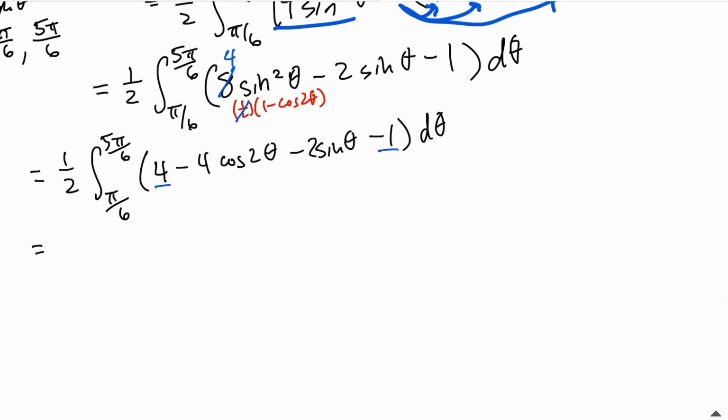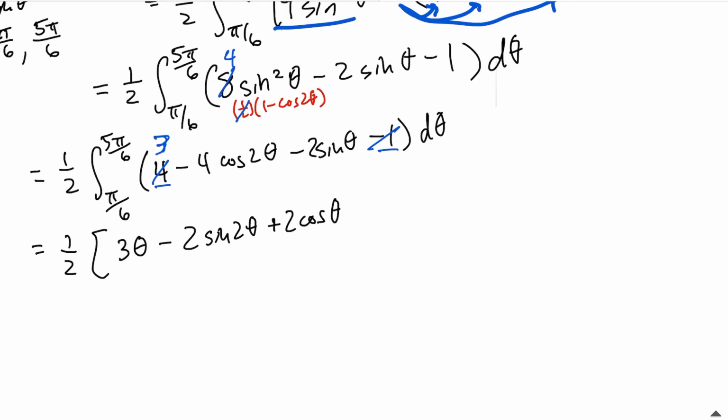We can combine the 4 and the 1 and just make that a 3. So 4 minus 1 is 3. And now we can integrate. Actually, yeah, let's just integrate. So we'll have 3 theta minus 2 sine 2 theta plus 2 cosine theta from pi over 6 to 5 pi over 6. All right.